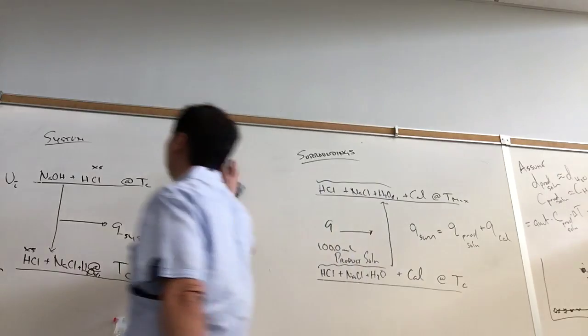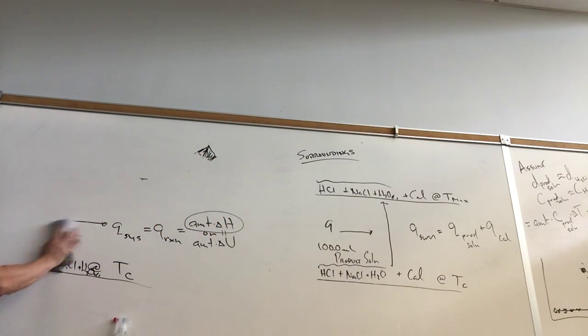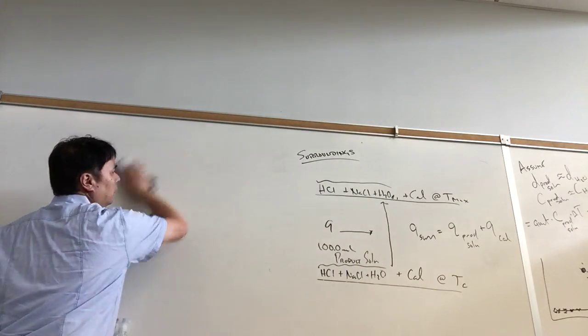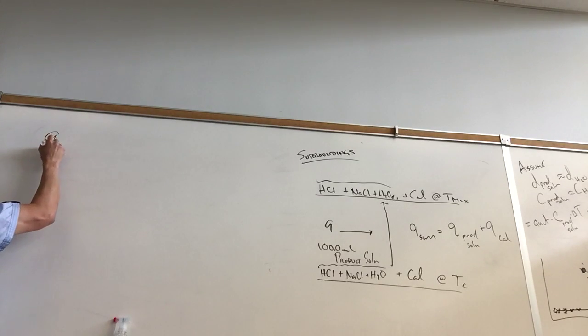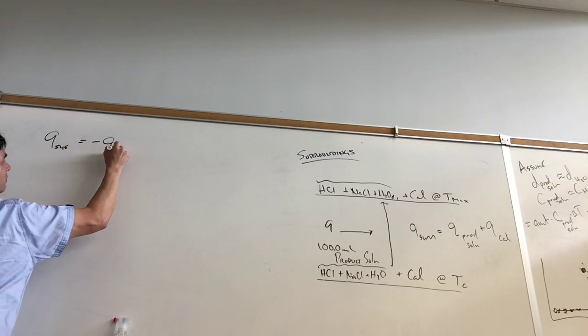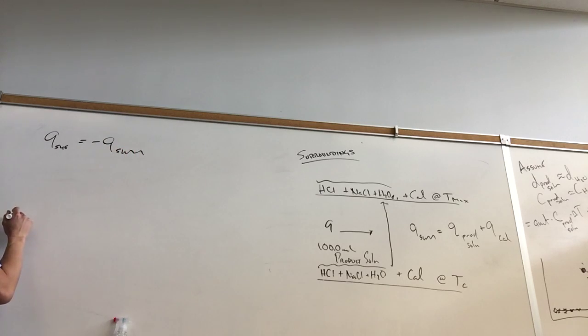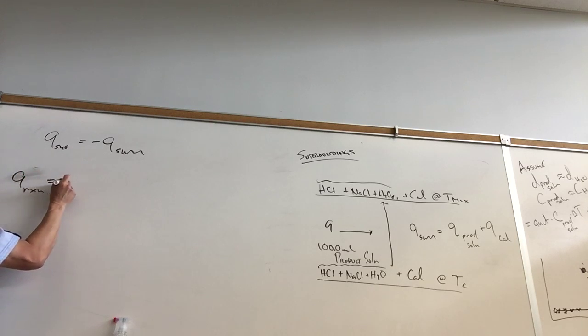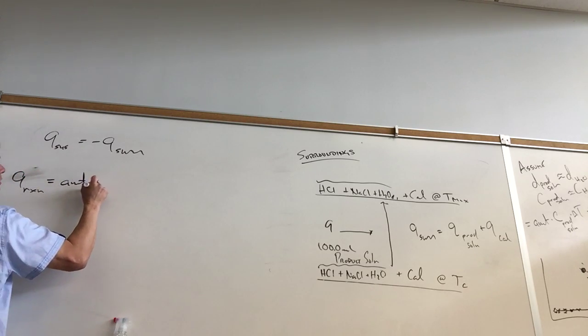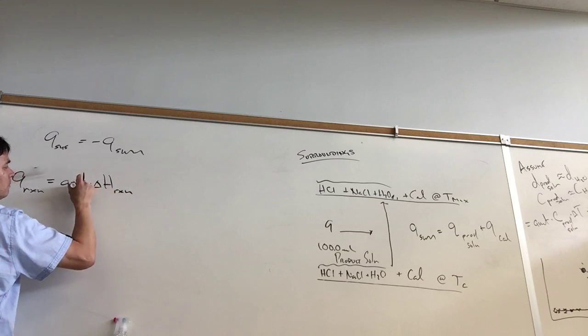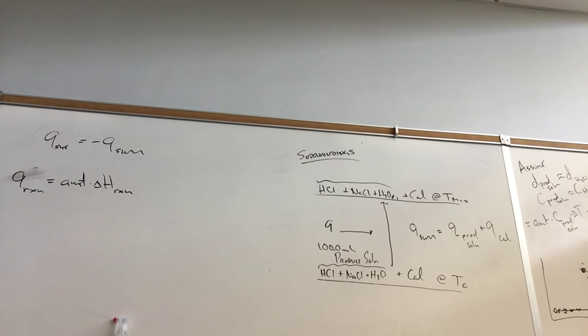Okay, so we'll use the first law of thermodynamics. Heat lost by the system is heat gained by the surroundings. We'll put it together like this: Q of the system is equal to minus Q of the surroundings. Q of the system is Q of the reaction. Q of the reaction is the amount times delta H of the reaction. You guys remember delta H? The enthalpy? We'll talk about it more later.